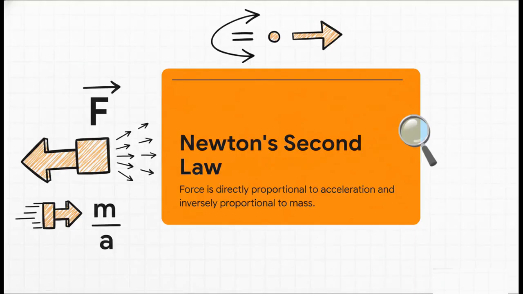But wait, what happens if those forces aren't perfectly balanced? Well, enter Newton's second law. An unbalanced force, a resultant force, actually causes an object's velocity to change. It makes it accelerate. And the famous formula, F equals ma, tells us exactly how that works. A bigger push or pull means a bigger acceleration, but if the object is really heavy, meaning a larger mass, you're going to get a much smaller acceleration.